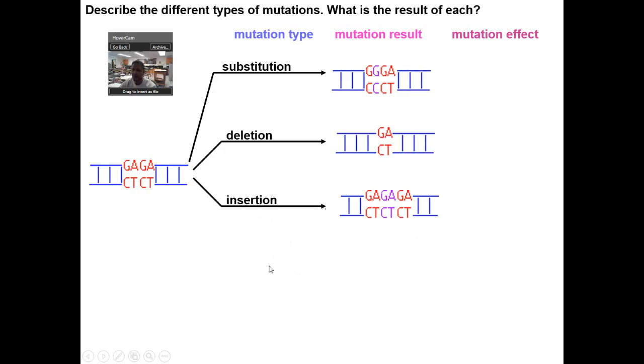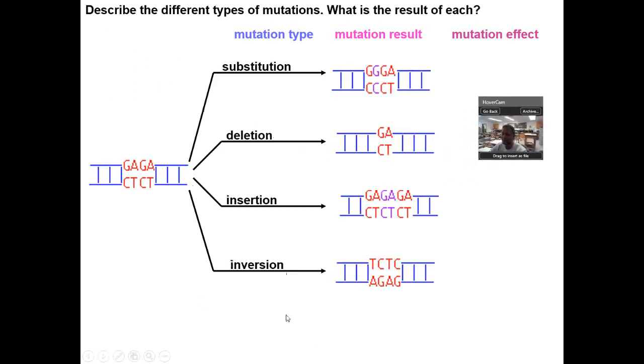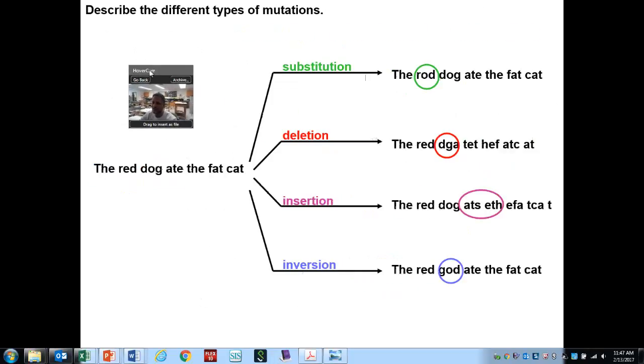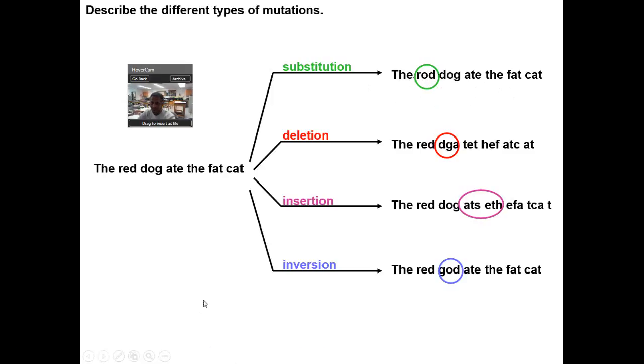I'm going to give you a fourth one that wasn't in the notes earlier. See if you can see what's happening. This is an example of an inversion. Just take a look at how they would affect a sentence. Now, this is not a sentence in your body. Imagine this is a sequence of amino acids.